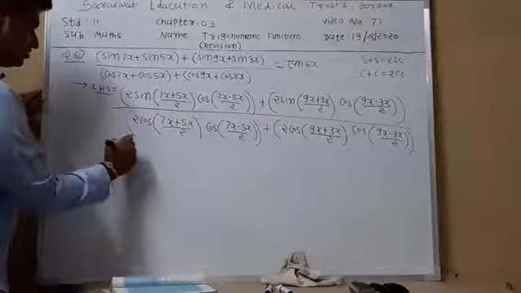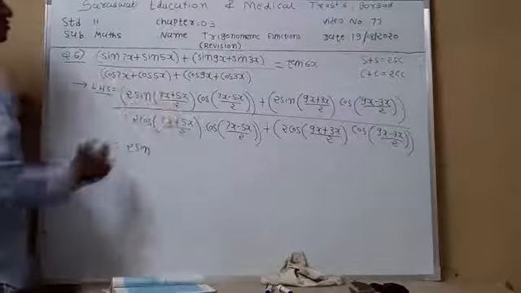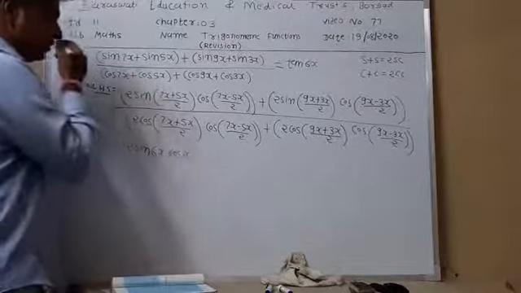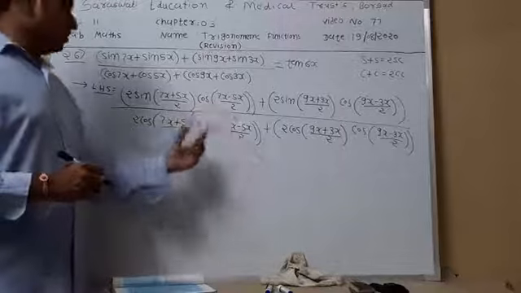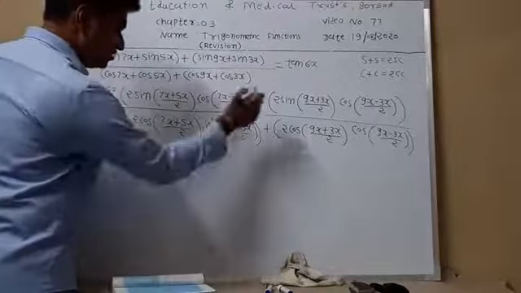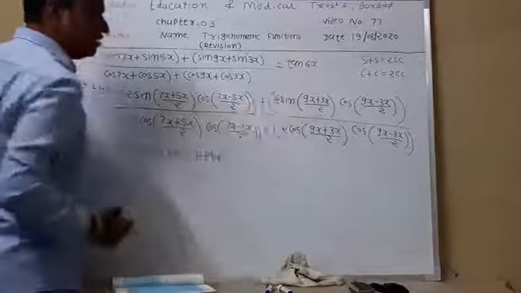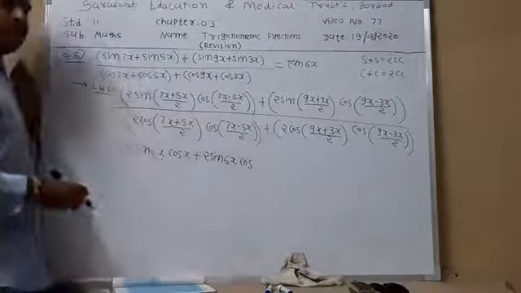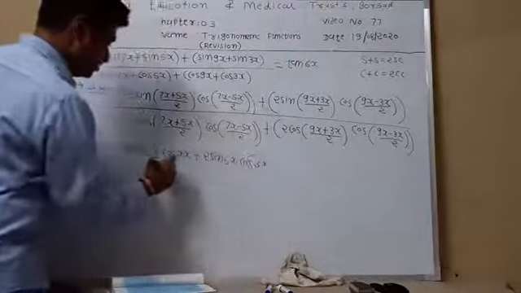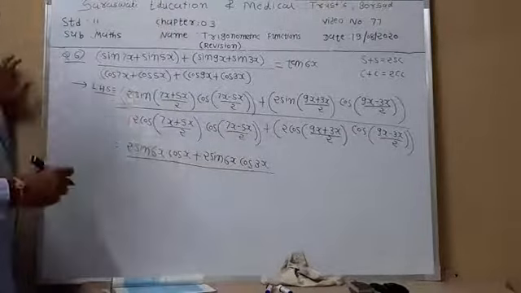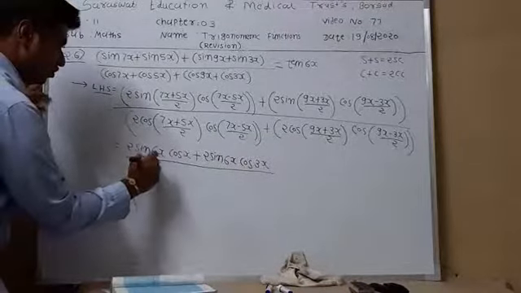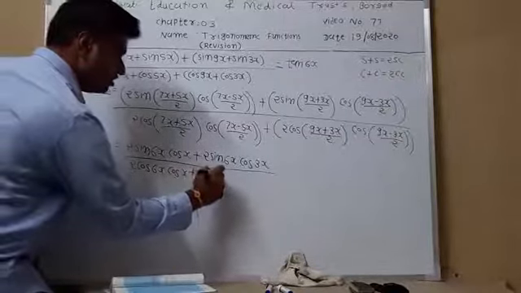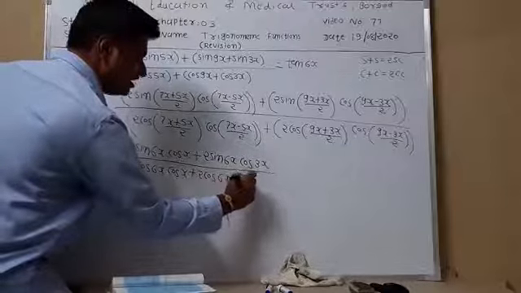Now after simplifying this term, 2 times sin of (7x + 5x), that means 12x divided by 2, that means sin 6x, into cos of (7x - 5x), that means 2x divided by 2, that means cos x. Same way in the plus, here we can write 2 times sin of (9x + 3x), that means 12x divided by 2, means sin 6x, into cos of (9x - 3x), that means 6x divided by 2, means cos 3x, upon, same in the denominator term, here written 2 times cos 6x into cos x plus 2 times cos 6x into cos 3x.